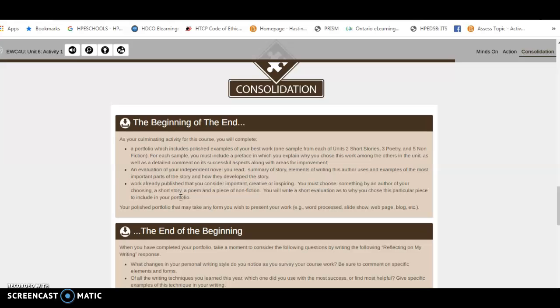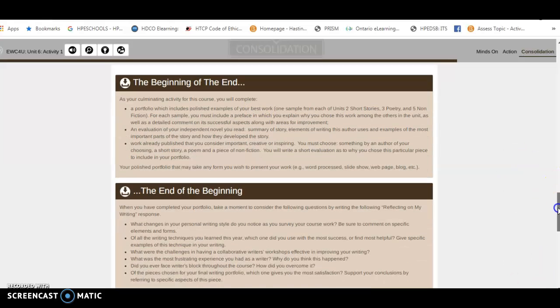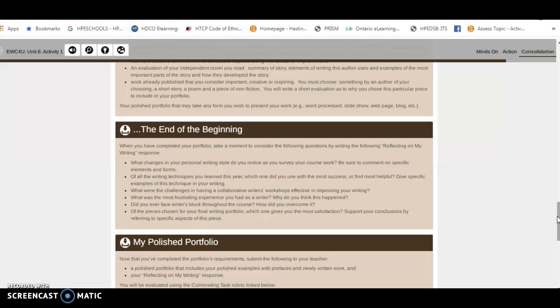So your portfolio, as the finished product, will contain 3 of your own pieces, an evaluation of your independent novel, a work already published by another author, and an evaluation as to why you included it. In addition to those components, you are going to write a reflection about the writing process. You can choose any or all of these prompts for your own written reflection. For this, your length will be 1 to 2 pages double spaced.